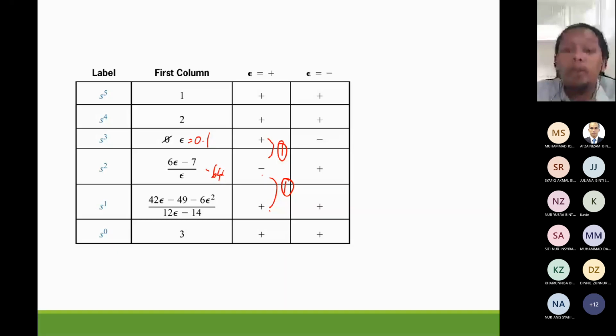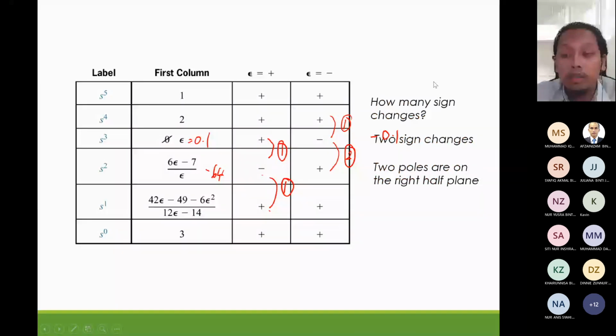Then we repeat the process, assuming epsilon is a small negative number, let's say negative 0.1. Row S3 becomes negative, S2 becomes positive, and row S1 is positive as well. So here we have two sign changes. There are two poles located on the right-hand side of the S-plane. So the system is unstable.